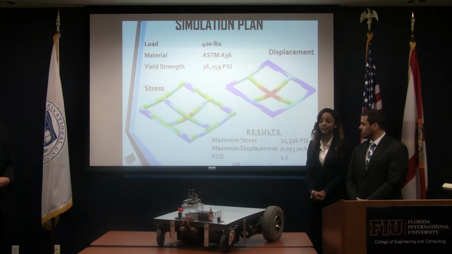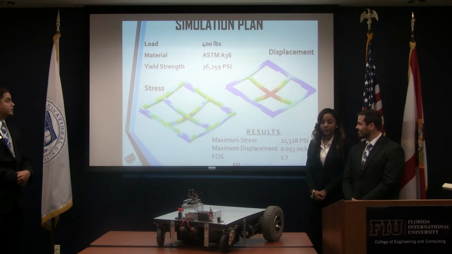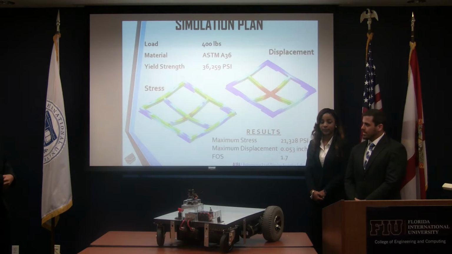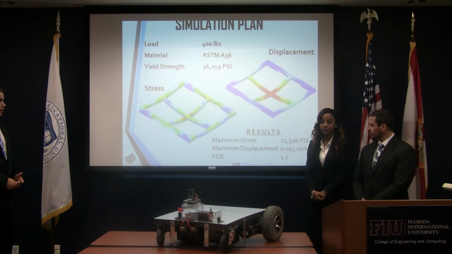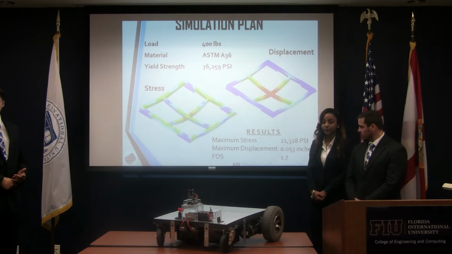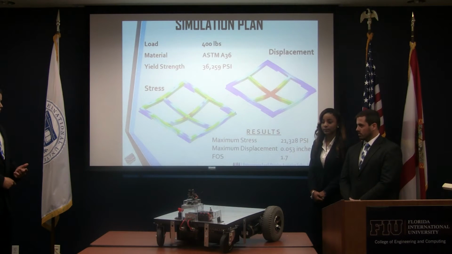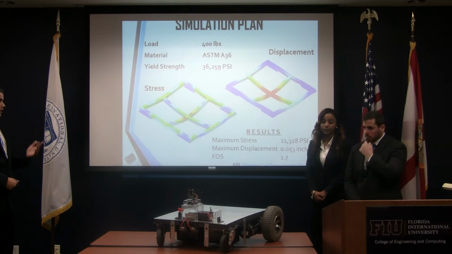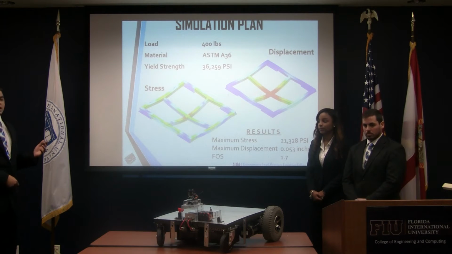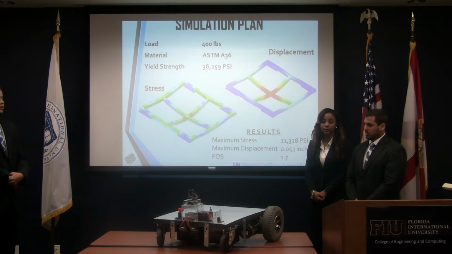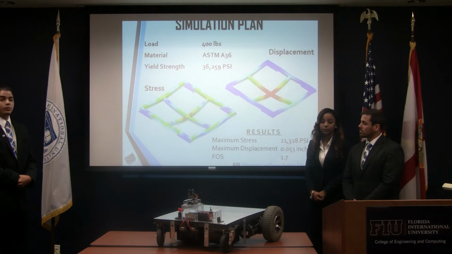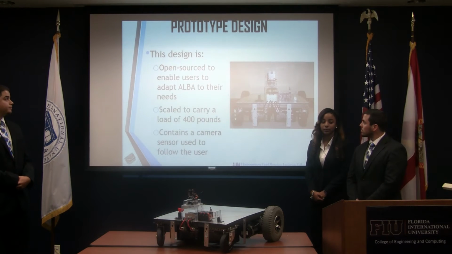Simulation plan. As we said before, we used a 400-pound load with the A36 steel, which had a yield strength of a little over 36,000 psi. With the stress analysis, we found a maximum stress of a little over 21,000 psi, which gave us a 1.7 factor of safety. And with the displacement analysis, we found a very small displacement of 53 thousandths of an inch.